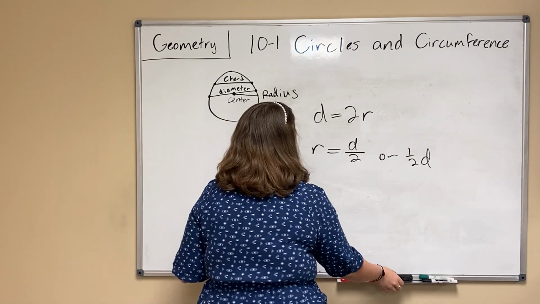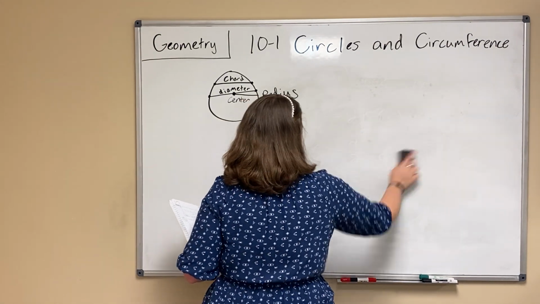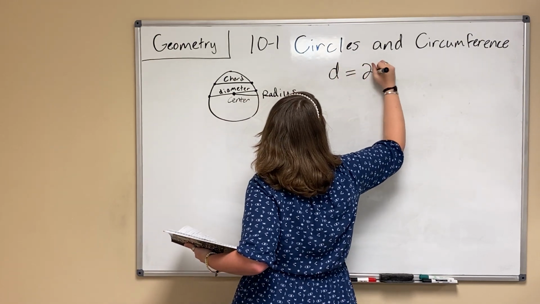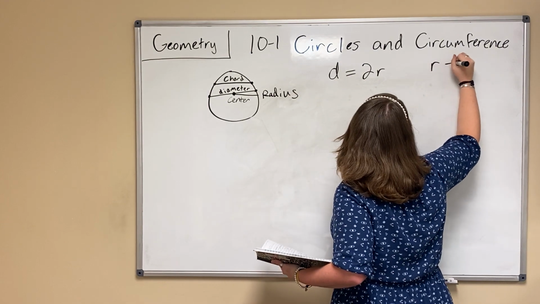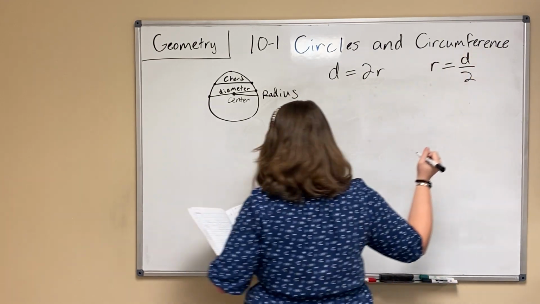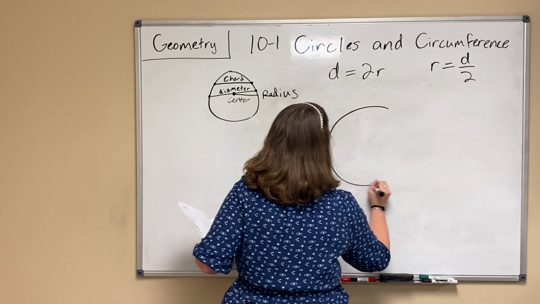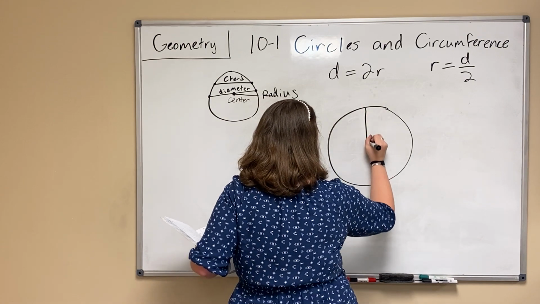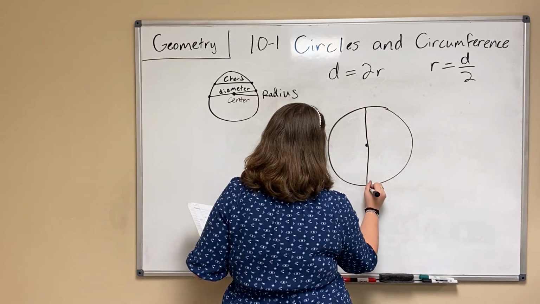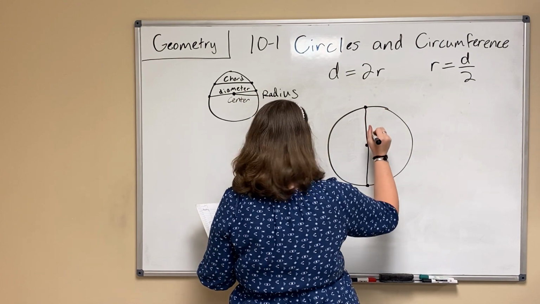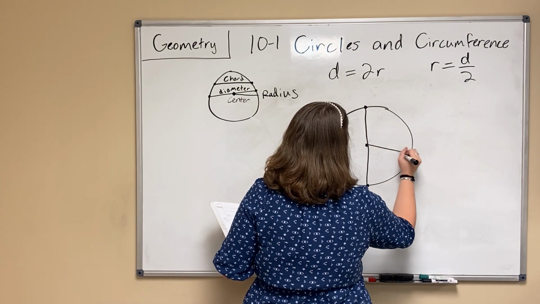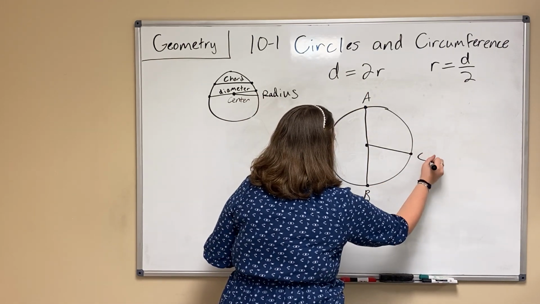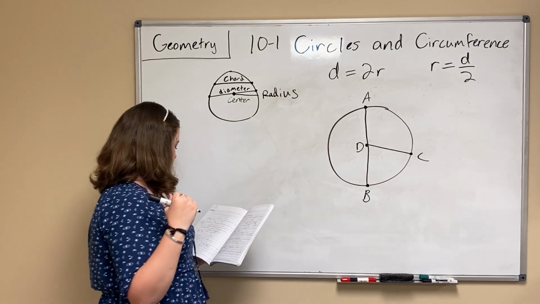Let's try an example. I'm going to rewrite those up here at the top. Diameter equals 2 times your radius. So radius equals diameter divided by 2. Okay, so now if I have a circle, here's my center, and I gave you a diameter and a random radius. So I said we'll call this A, B, C, D. Those are those points' names.